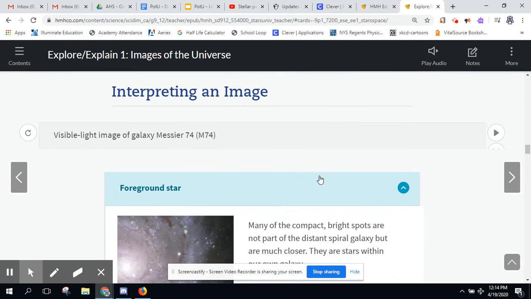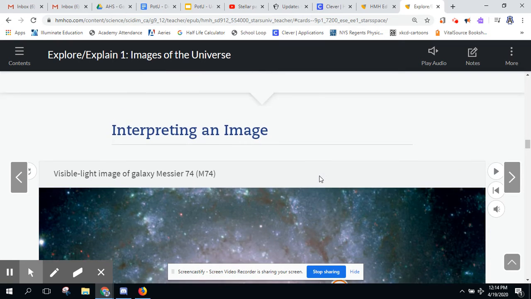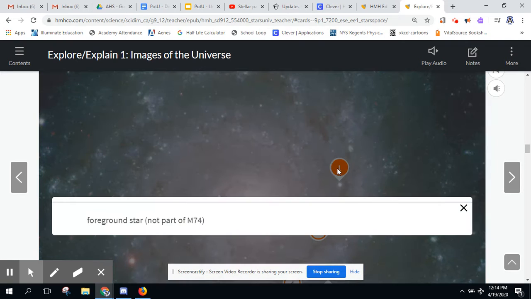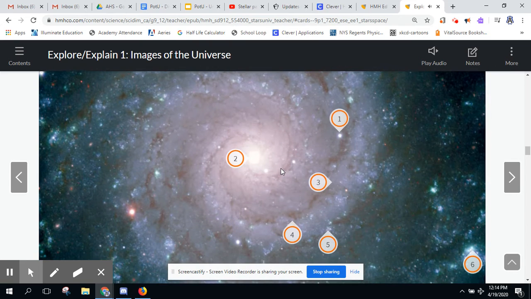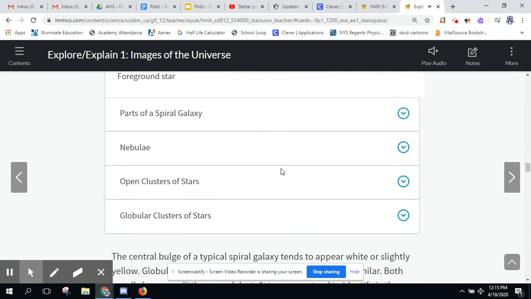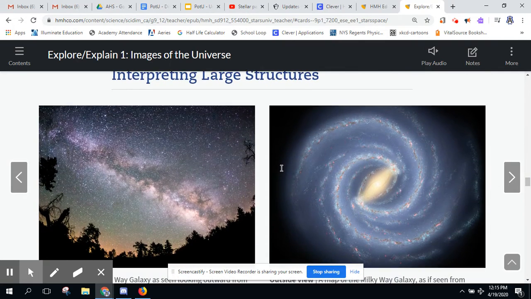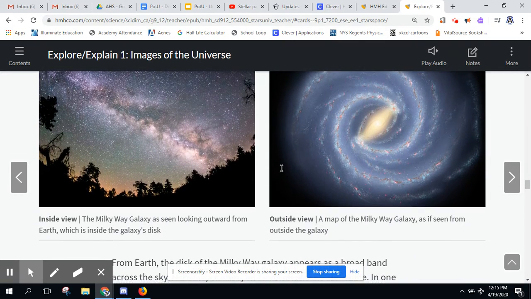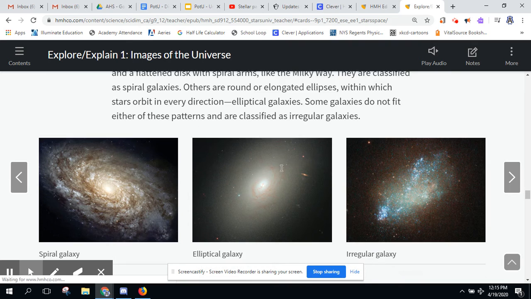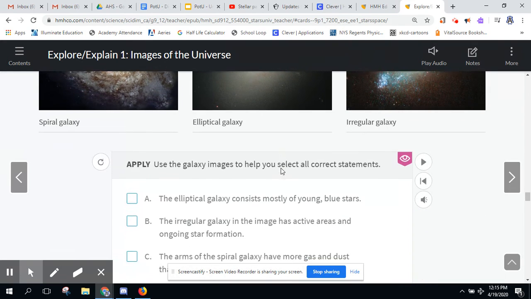All right. For this next part, we're looking at interpreting an image. These are just things you can click on and see how these look. So that's going to be something that you just click through. There's nothing to answer there. And then at the end, it talks about these structures. So it has the galaxies, and then the way that they could look from space.